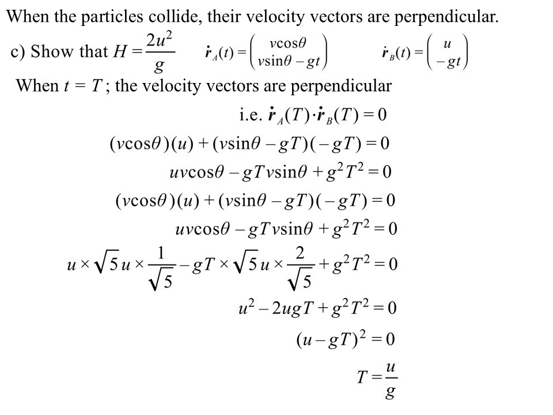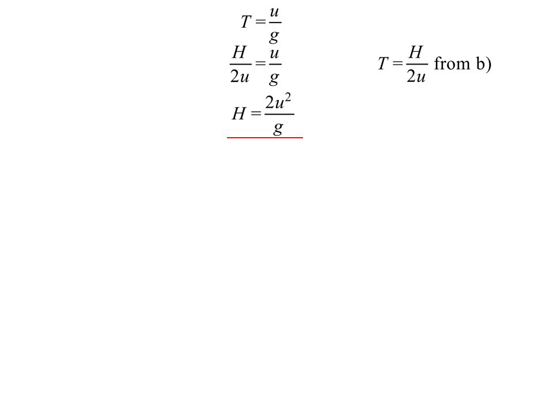So t is u on g. We know that. Now what are we trying to show again? H is 2u squared on g. So t is u on g, but that means, because remember we said t was h on 2u, that means h on 2u is u on g. That came from part B. Brilliant. Just comes out nicely then.